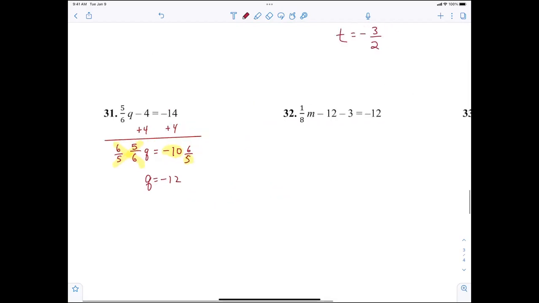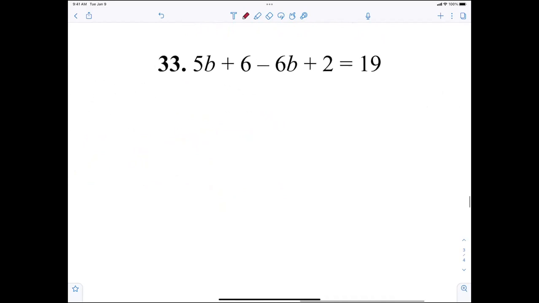All right, 33. Okay, first you would do 6 plus 2, or you could do 5b plus minus 6b. What's that? -1b. Yep. And then what? Negative b, right? And then you would do 6 plus 2, which is, they're both positive, so it'd be +8. Now what? And that would be equal to 19. Then you can just reduce all the way down.